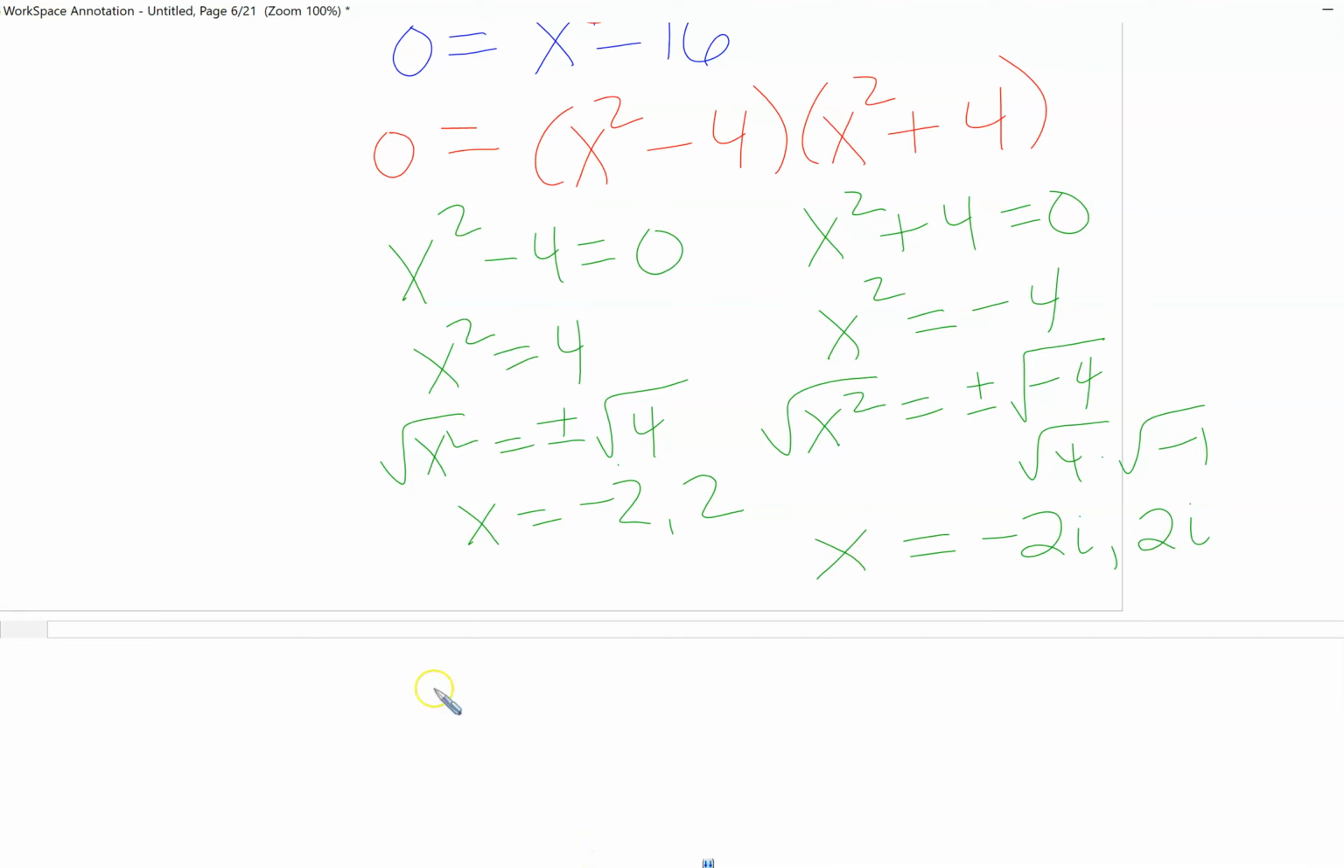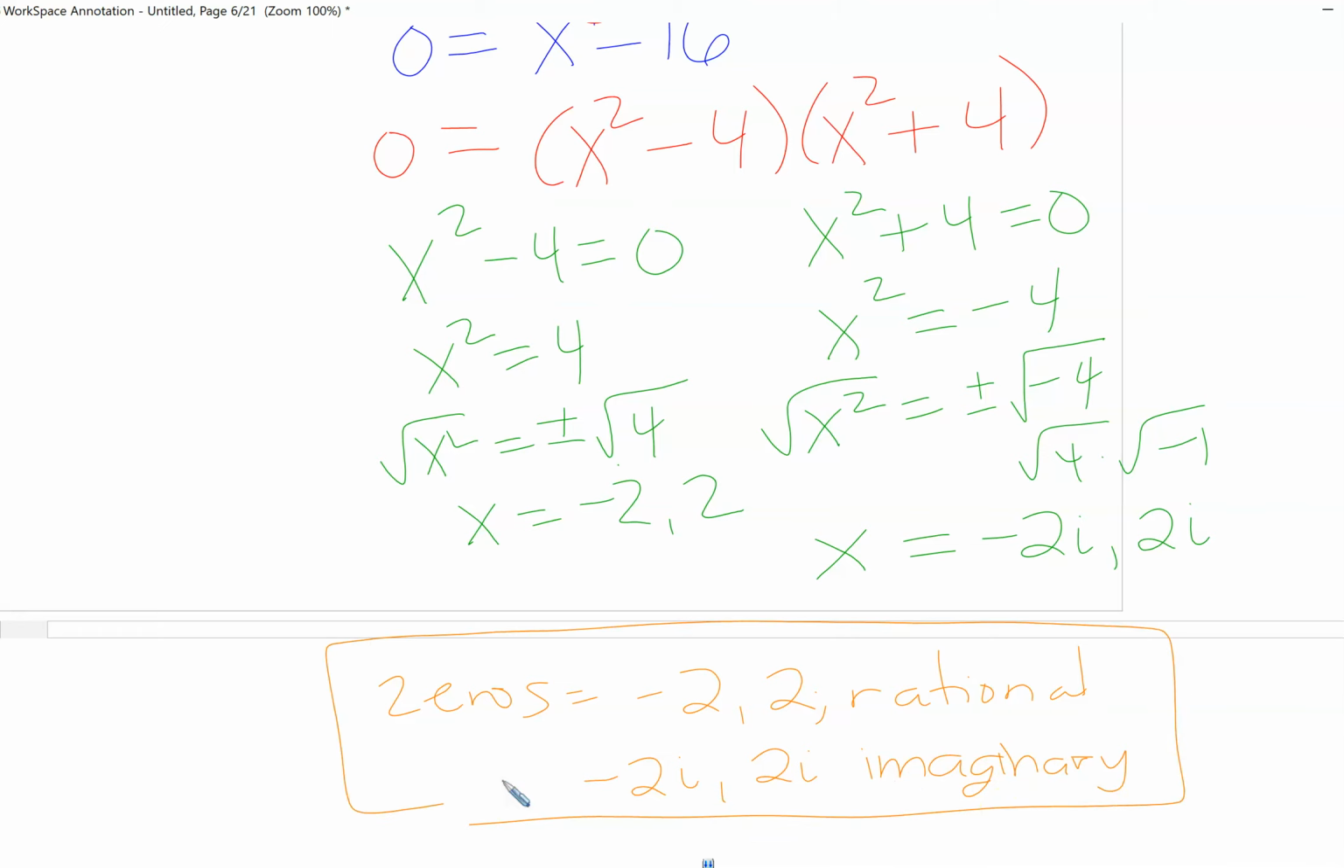So no multiplicity here, but I do have -2 and +2, which are rational zeros, and -2i and +2i, which are imaginary zeros. All right, next example.